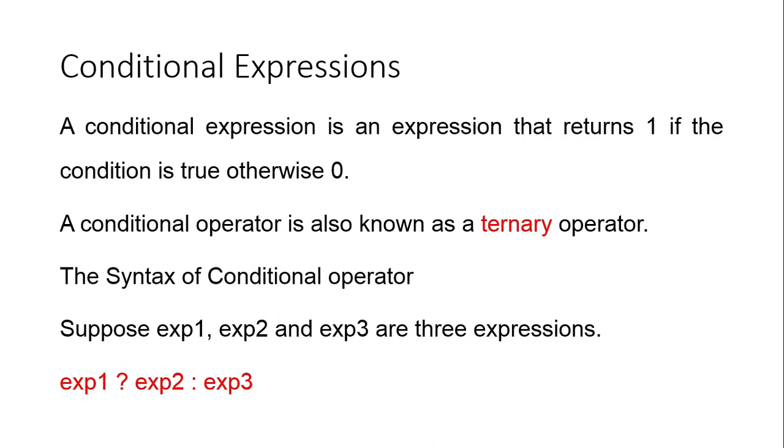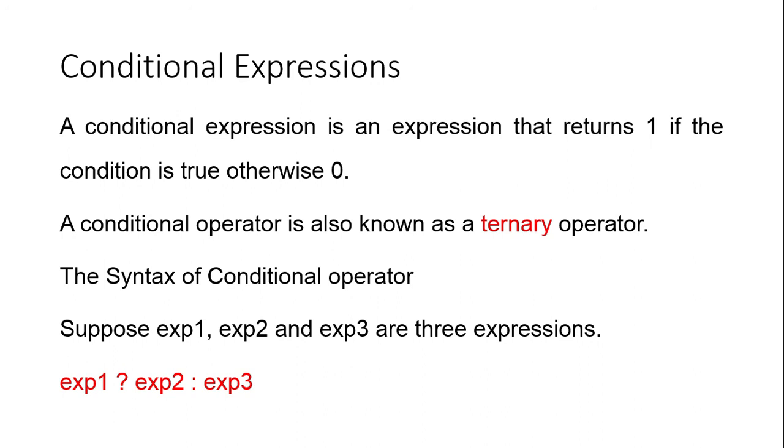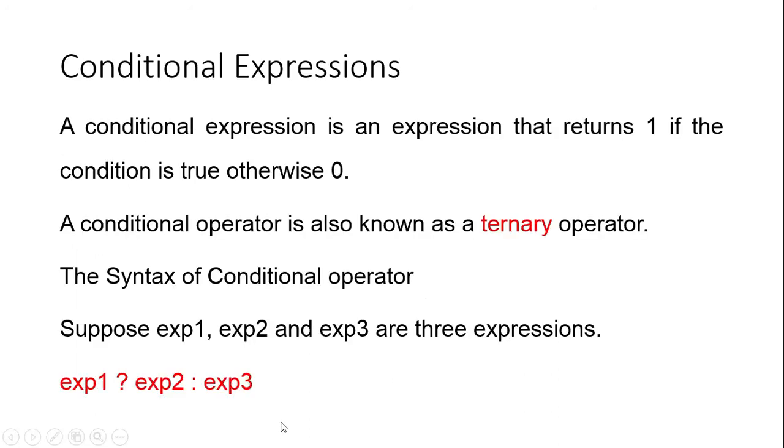What is a conditional expression, and how do we write it? This is the syntax for the conditional expression: expression 1, a question mark, expression 2, a colon, and expression 3. This is the syntax of writing a conditional expression. Expression 1 is a condition: a less than b, a greater than b, a equal to b, a not equal to b. That represents the condition.